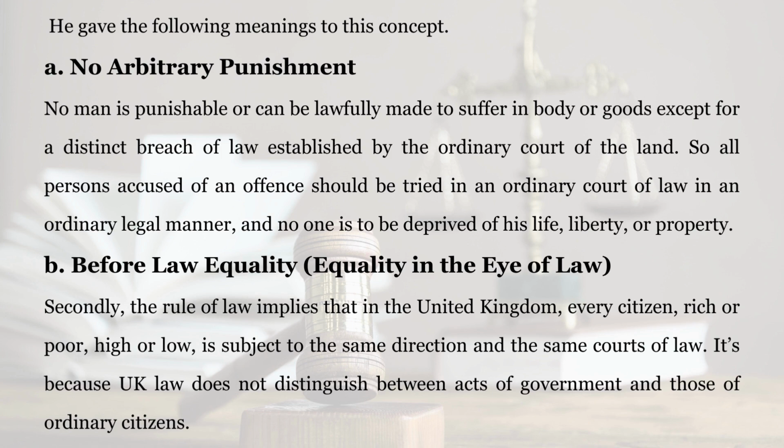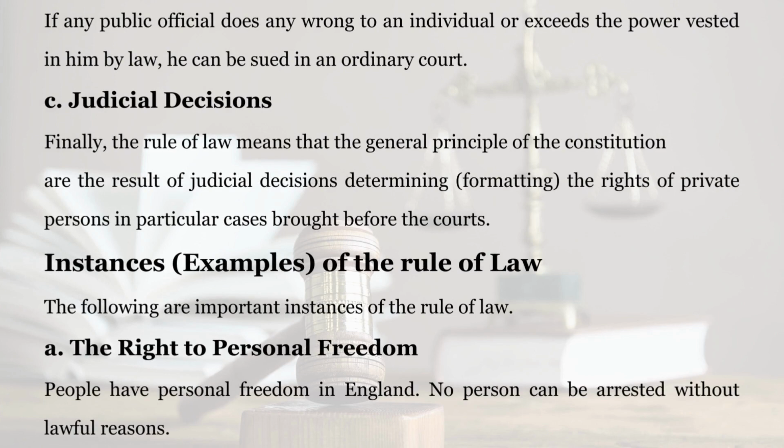B. Equality before law, equality in the eye of law. Secondly, the rule of law implies that in the United Kingdom, every citizen, rich or poor, high or low, is subject to the same direction and the same courts of law. It's because UK law does not distinguish between acts of government and those of ordinary citizens. If any public official does any wrong to an individual or exceeds the power vested in him by law, he can be sued in an ordinary court.